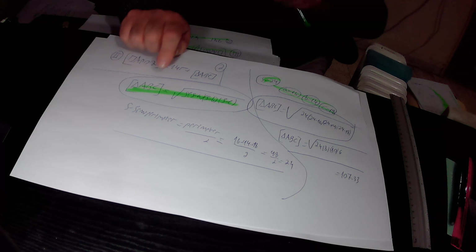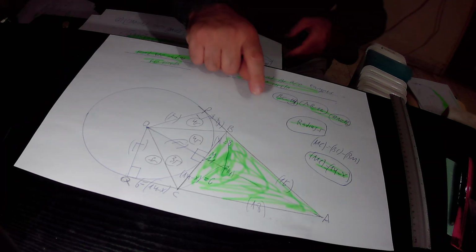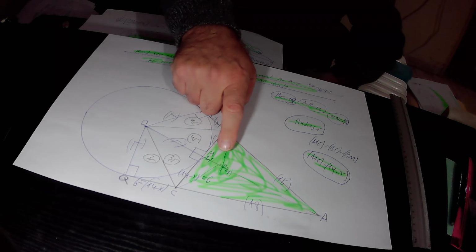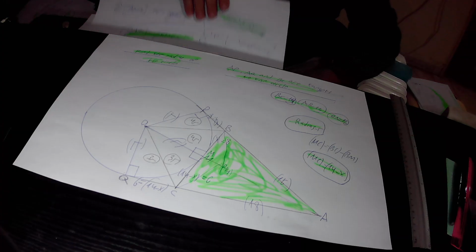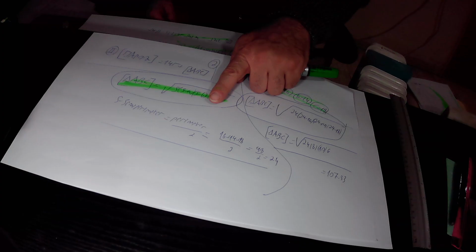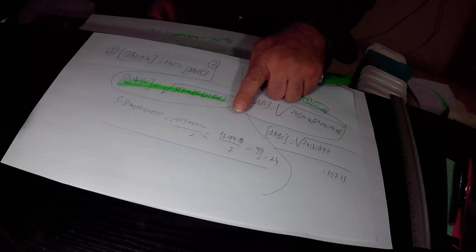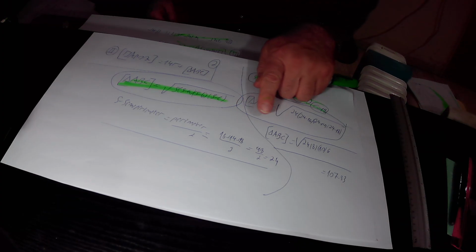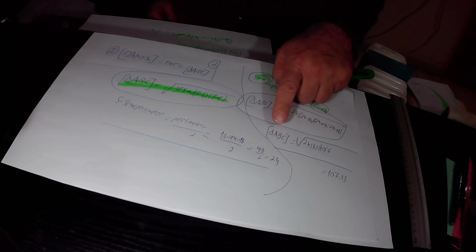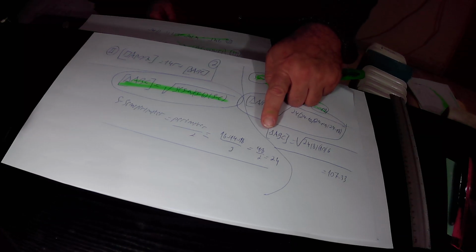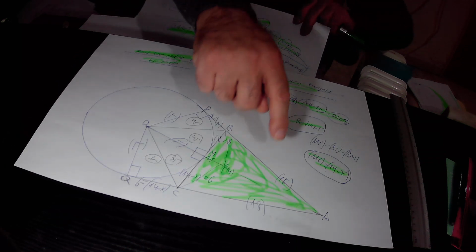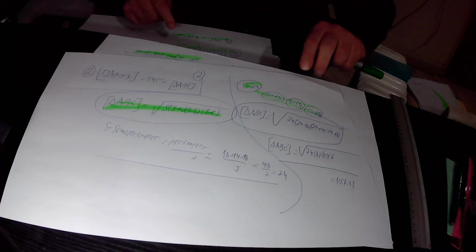So the perimeter of this green triangle equals 16 plus 14 plus 18. 16 plus 14 is 30. 30 plus 18 is 48. So the perimeter of triangle ABC, our green triangle, is 48. If we divide the perimeter by 2, we get the semi-perimeter. So it is 48 over 2, that is 24. So in total, the semi-perimeter of this green triangle ABC is equal to 24 units.